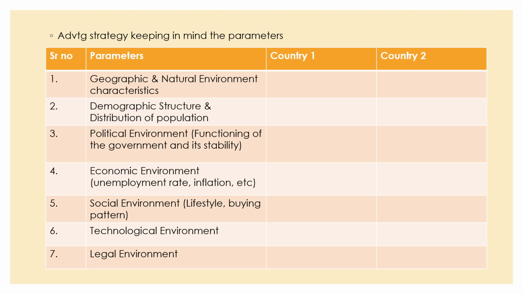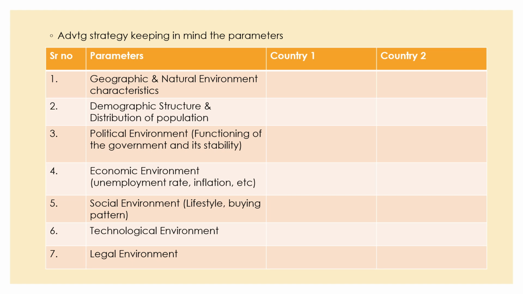Now, I'm sure all of you have studied the parameters, so we need to work with the parameters. The first one: geographical and natural environment characteristics, specified for each country, so country 1 and country 2. Second, the demographic structure and distribution of population.